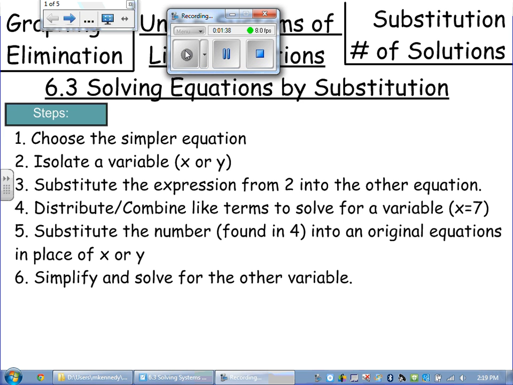You're going to pick the easier equation. The easier equation is probably the one that doesn't have like a bunch of square roots or doesn't have like a whole whack of variables, stuff like that.